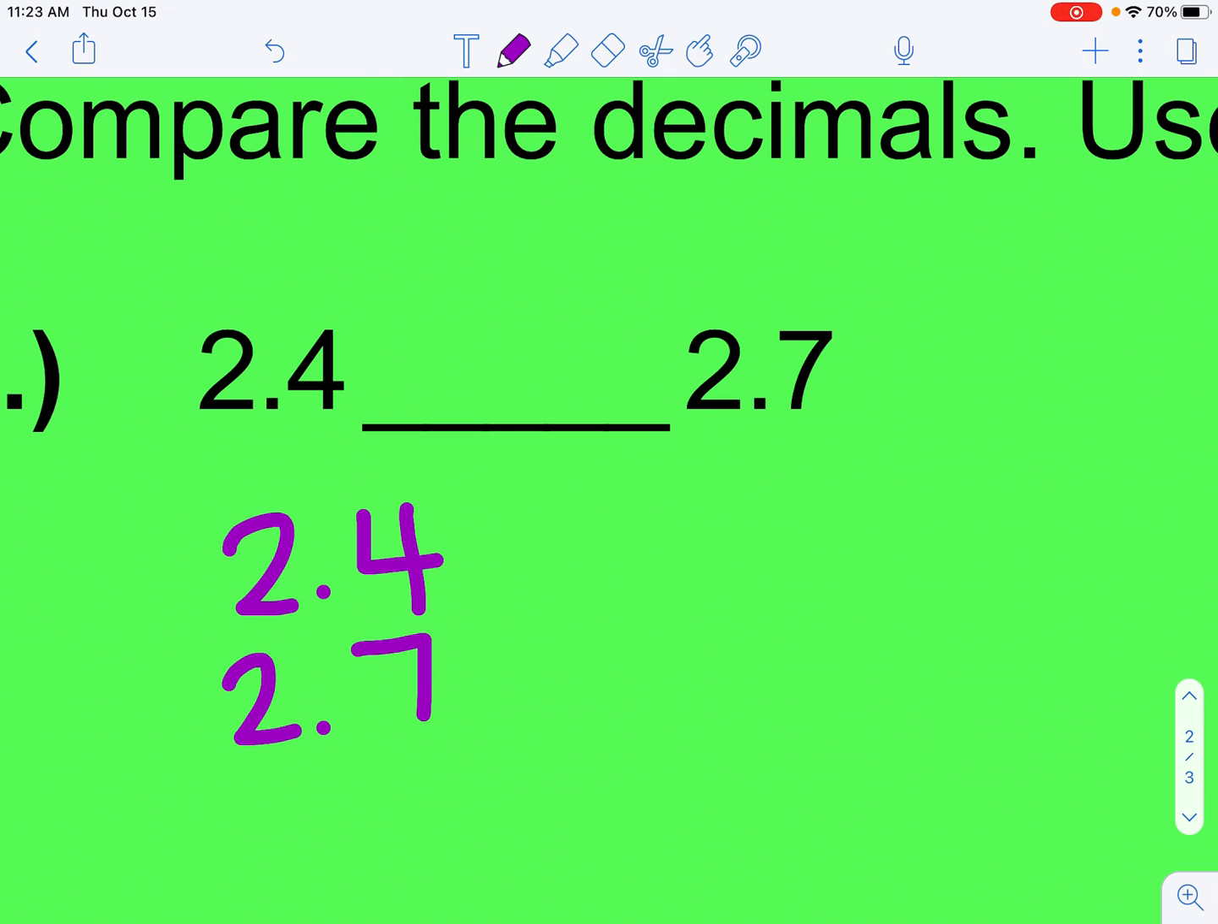So let's start. I have 2 4/10 and I have 2 7/10. So I look at my first number, 2. They're both the same, so I move on to my next number. I have 4/10 and I have 7/10. So I need to figure out which number is bigger there, 4 or 7. Right, it's 7. So 2 7/10 is bigger than 2 4/10.